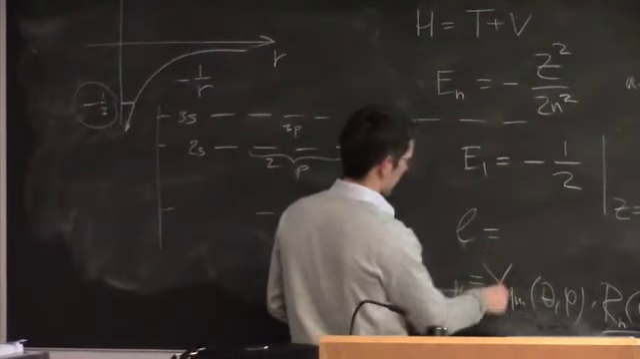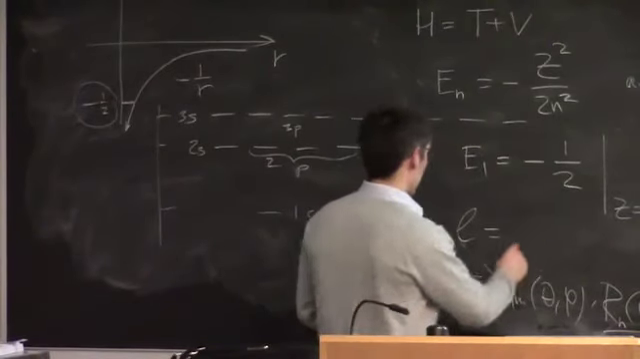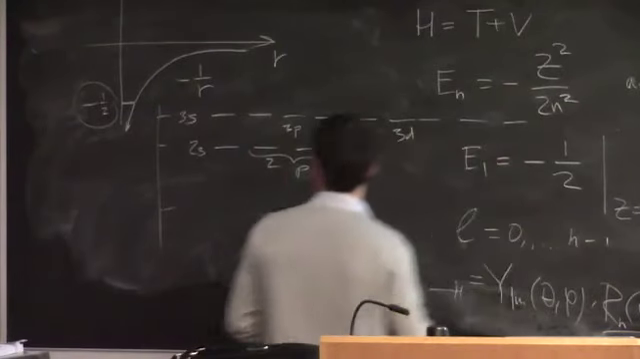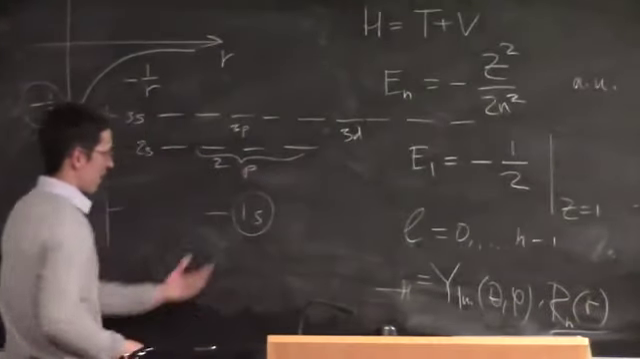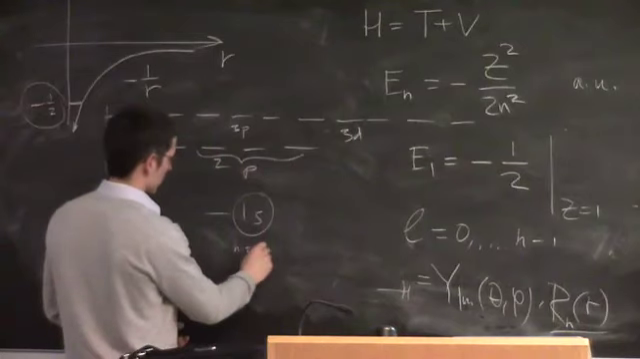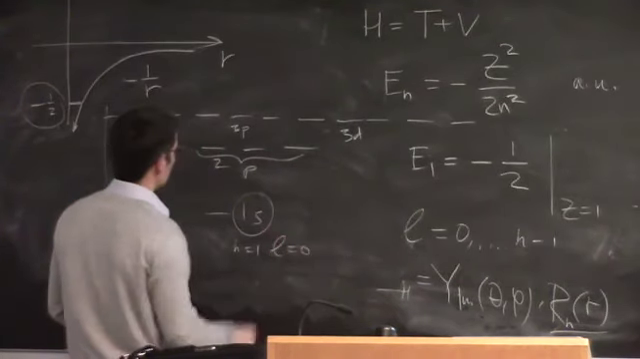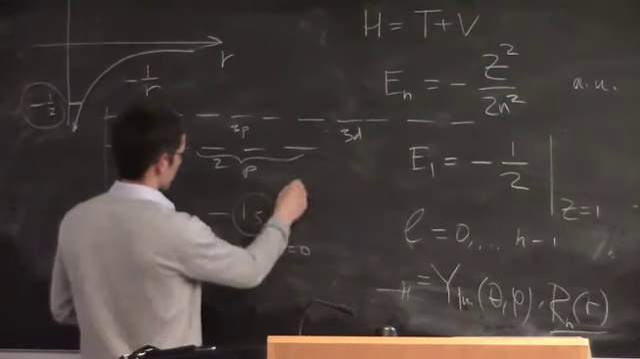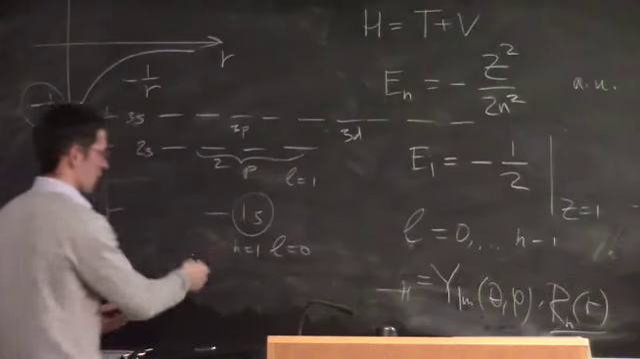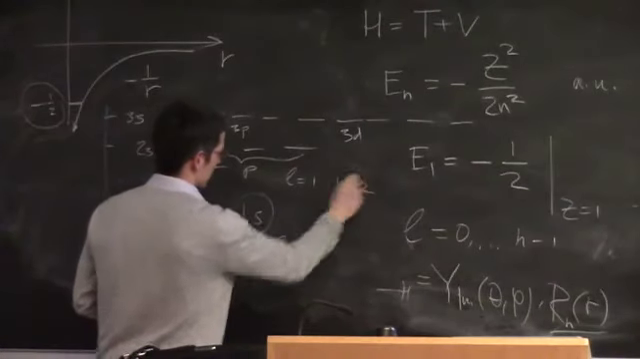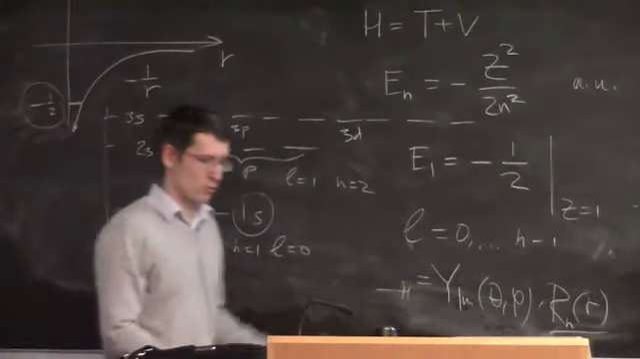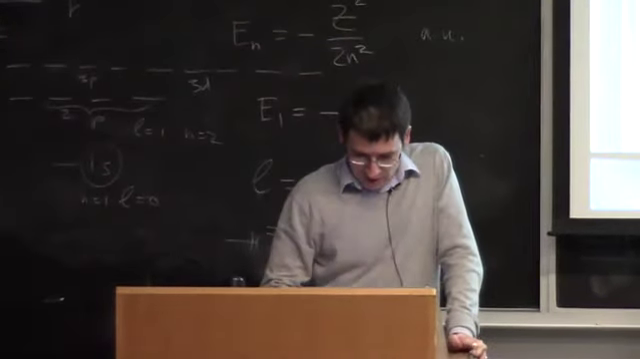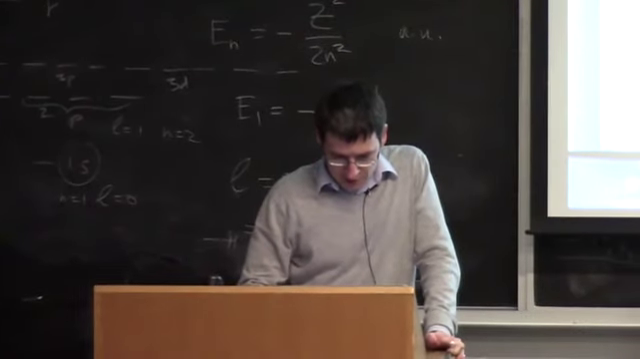L, on the other hand, is bound by n to be between 0 and n minus 1. That's why we have 1s, where n equals 1, L equals 0, and we don't have 1p. Because p would correspond to L equals 1, therefore you need n equals 2, and so on. That you probably already heard millions of times. Okay, good. So this is the diagram.